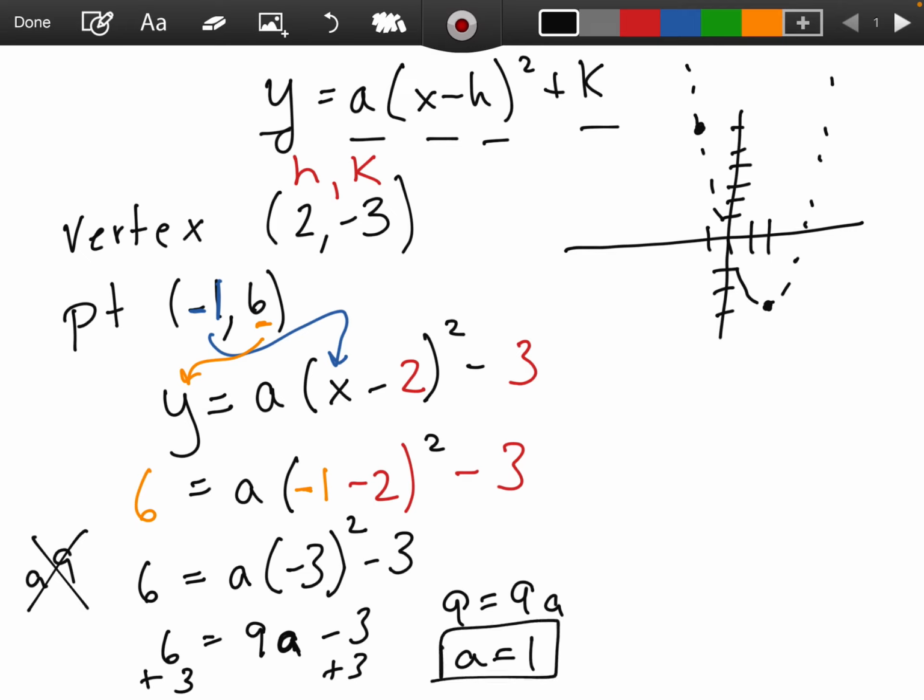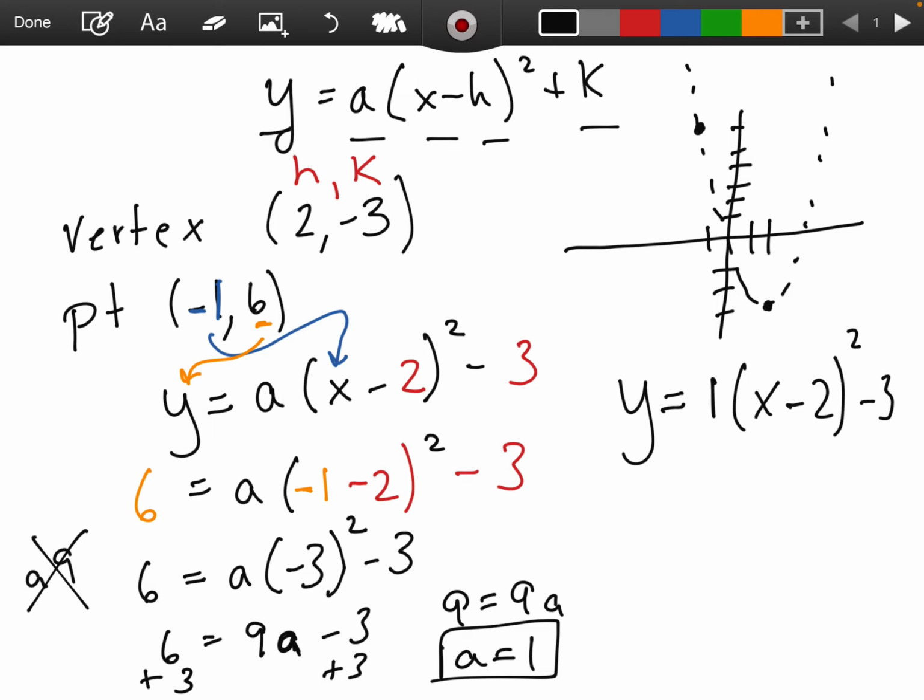And I kind of made it look that way, right? Like a normal opening parabola. Got kind of lucky with the numbers I picked. Okay, so now what does my model look like? We have y equals 1 times (x minus 2) squared, I'm still keeping that -2 because that is there, -3, and I'm done.